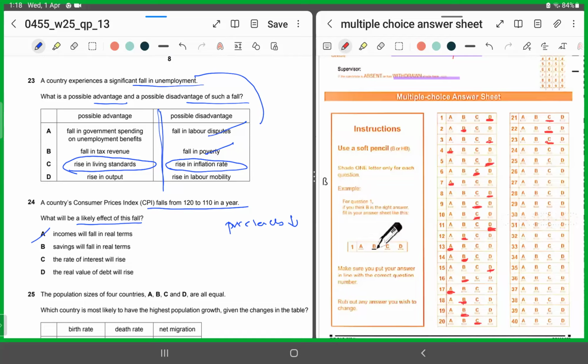Savings will fall in real terms. C says the rate of interest will rise. D says the real value of debt will rise. So B cannot be the answer. C cannot be the answer.